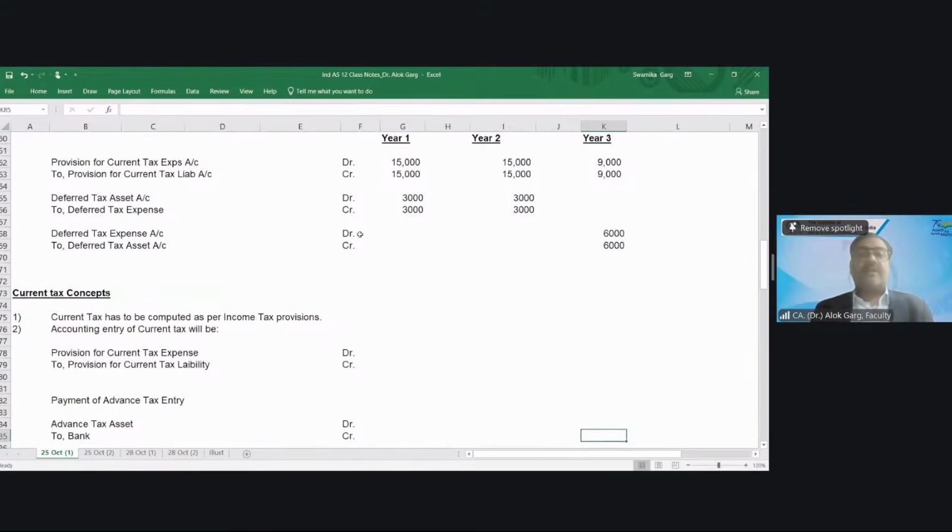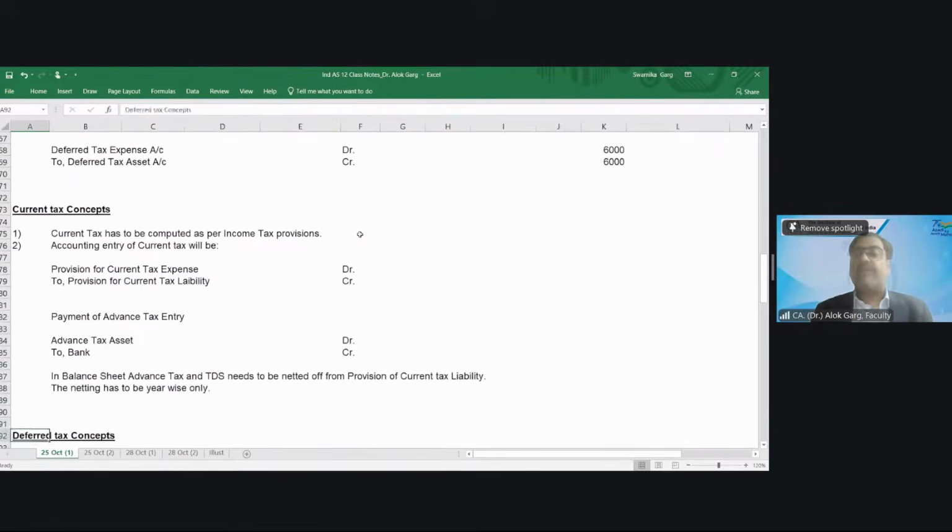Talking about the current tax concept, current tax has to be computed as per the income tax provisions. The accounting entry of current tax will be provision for current tax expense to provision for current tax liability. When you pay advance tax, what is the accounting entry? Advance tax asset account debit to bank account.